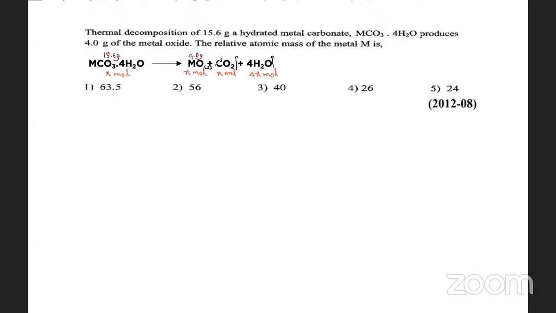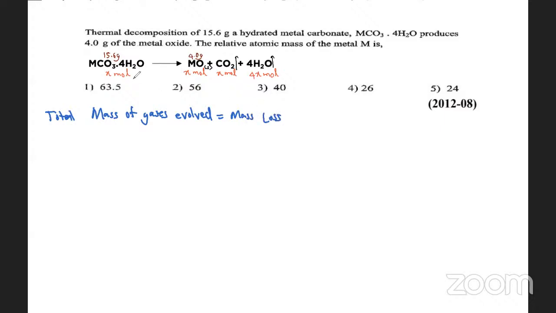So if the initial mass was 15.6 grams and the final mass is 4 grams, then you can say mass loss is equal to the mass of gases. That is how we normally do these types of questions. Total mass of gases evolved is going to be equal to the mass loss.